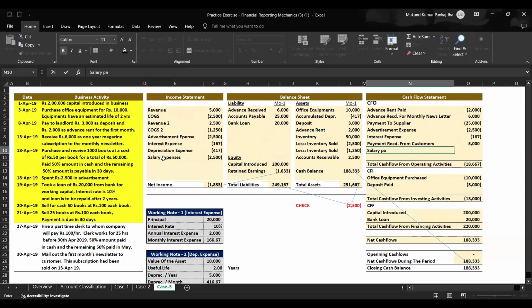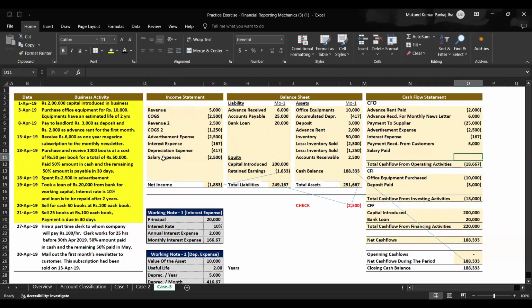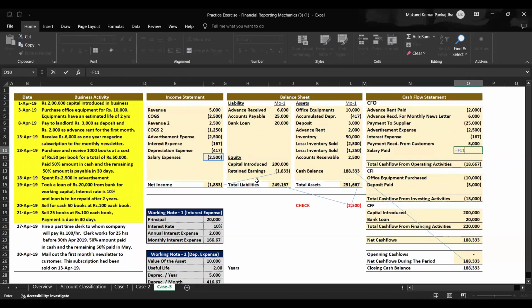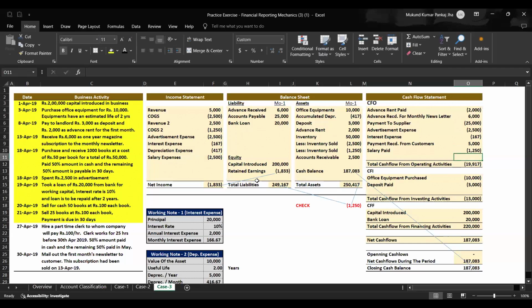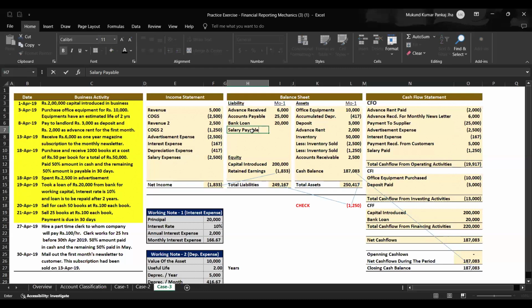Salary paid, and that is 50% of this. The rest is salary payable, which is a liability to my business.